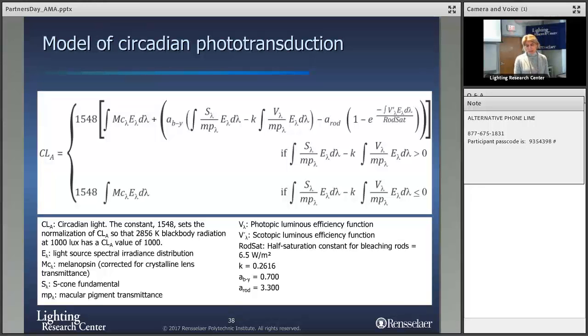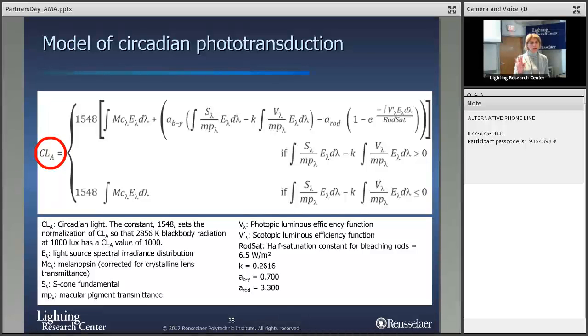But the intent is not for you to remember that, other than there are 2 equations there. The equation on the top, which is the long equation, is typically for light sources that tend to have a B greater than a Y, in other words, light sources that tend to look cooler. The equation in the bottom is for a warmer light source, where it ends up being, in fact, just the melanopsin response. And through this model, using the spectral power distribution and the light level, we can then calculate what we call circadian light.